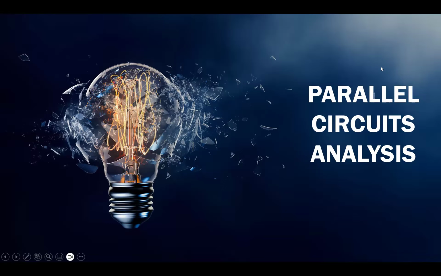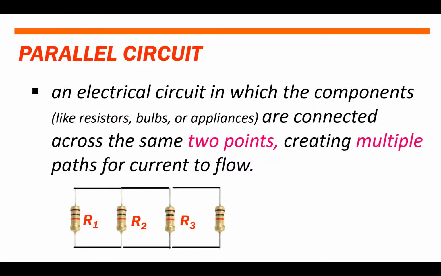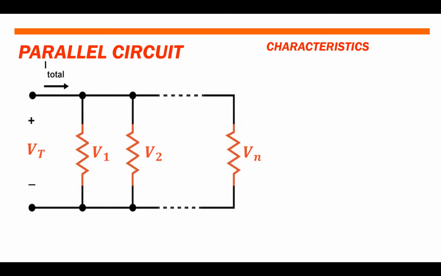So ituloy lang natin yung discussion or analysis ng parallel circuits. So, parallel circuit is an electrical circuit in which components like resistors, bulbs, or appliances are connected across the same 2 points, creating multiple paths for currents to flow. So, kailangan natin ng kabit yung mga 2 points natin. Say, for example, sa R sub 2, R sub 3, and R sub 1.